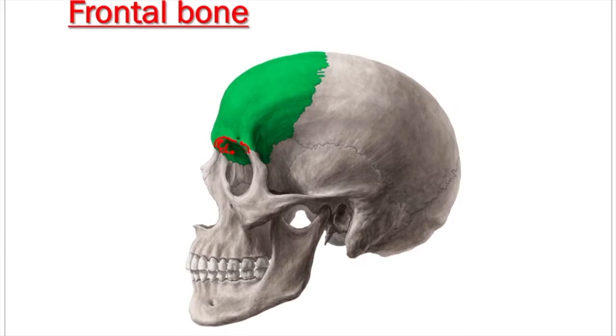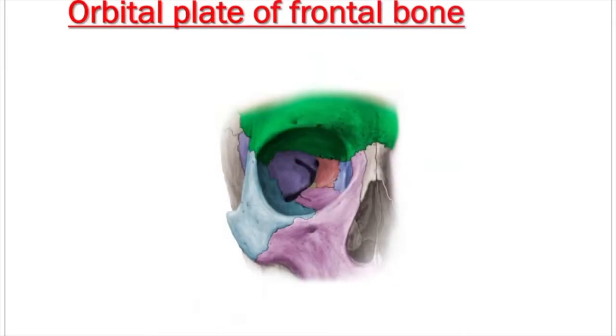See here, bones forming here. So most of it is being formed by the frontal bone, which is forming the supraorbital margin as well as a little bit lateral as well as medial. So it is forming a little bit of the medial wall as well as a little bit of the lateral wall, but most of the roof will be formed by the frontal bone. Call this one, this green color, the orbital plate of the frontal bone. You see this orbital plate of the frontal bone is forming most of it.